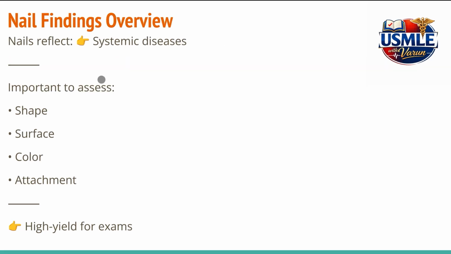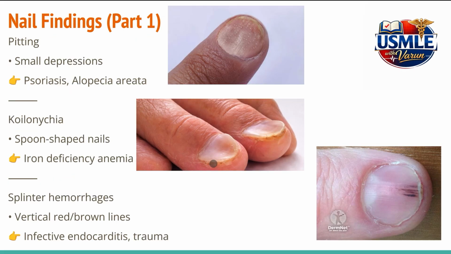Now we move into nails, which are an extremely important clinical topic. Nails are not just cosmetic, they can provide clues about systemic disease. So when examining nails, we always need to think systematically. First we need to look at the shape, then the surface and the color, and then how the nail is attached to the nail bed. Different abnormalities can point towards different conditions. Nail examination is essentially a diagnostic tool that can give you information about what's happening inside the body.